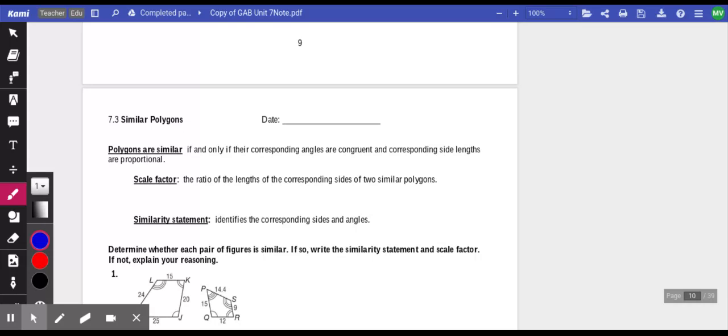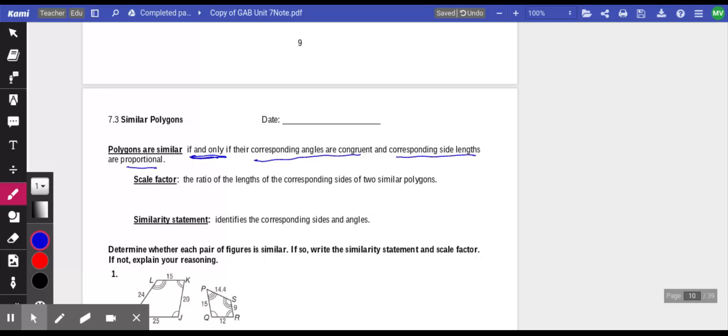Polygons are similar if and only if, that means both these things have to be true, their corresponding angles are congruent and corresponding side lengths are proportional. A scale factor is the ratio of the lengths of the corresponding sides of two similar polygons.